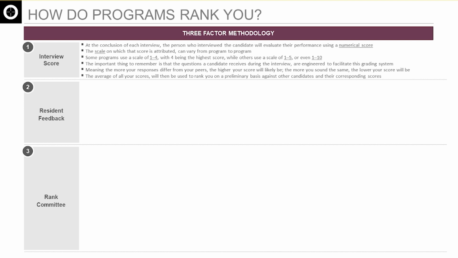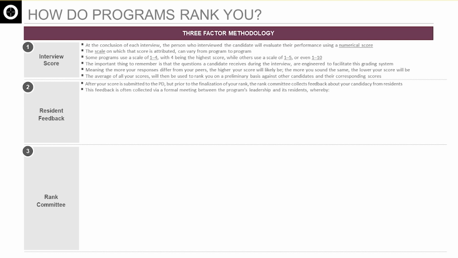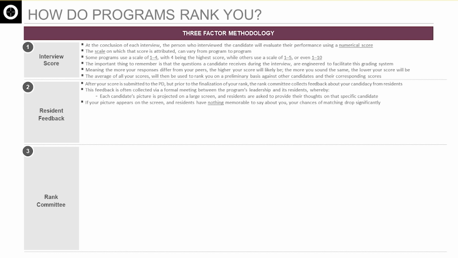Now let's move on to factor number 2. After your score is submitted to the PD, but prior to the finalization of your rank, the rank committee will collect feedback about your candidacy from residents. This feedback is often collected via a formal meeting between the program's leadership and its residents, whereby each candidate's picture is projected on a large screen and residents are asked to provide their thoughts and observations on that specific candidate. If your picture appears on the screen and residents have nothing memorable to say about your candidacy, your chances of matching will drop significantly. And that's because this meeting is designed to spotlight those who have exceeded expectations by doing the smaller things that are often overlooked.